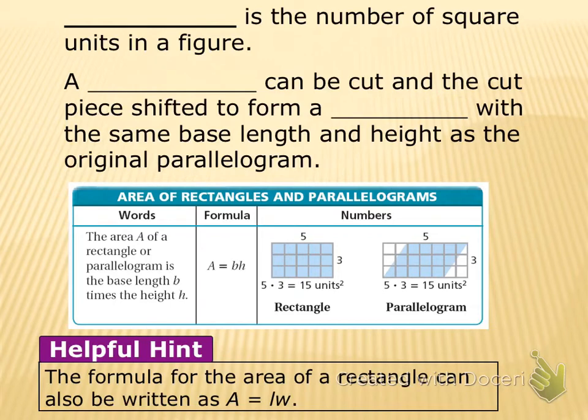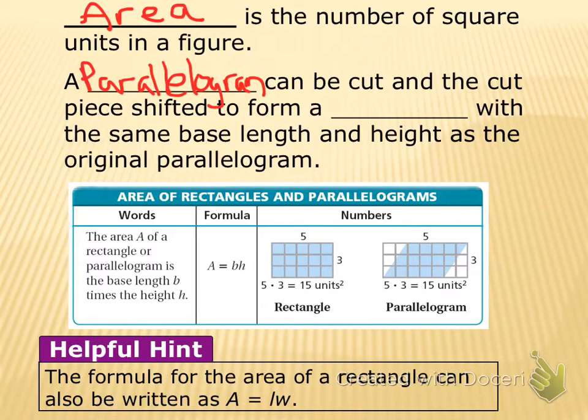And in addition to finding the perimeter, we also want to find the area. The area is the number of square units in a figure. With a parallelogram, it can be cut and the cut piece is shifted to form a rectangle with the same base, length, and height as the original parallelogram. So if you notice, the area, which is written as a capital A, of a rectangle or parallelogram is the base length, B, times the height, H.